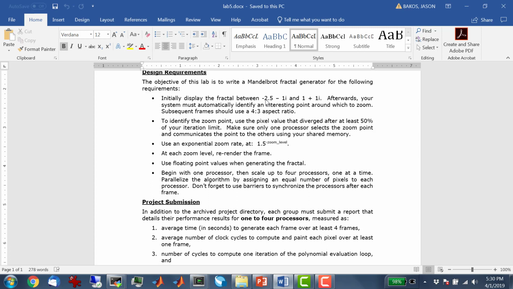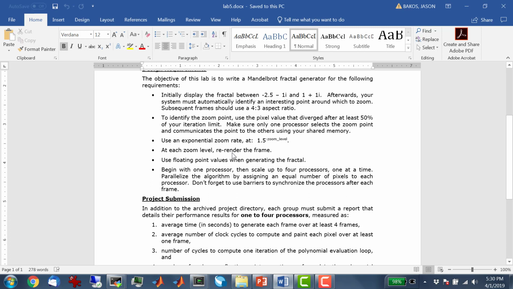Use an exponential zoom rate. At each zoom level, re-render the frame. Use floating point values for generating the fractal. Begin with 1 processor and then scale up to 4 processors. So we want to add 2 more processors. Hopefully by now you guys should be pretty comfortable with that. Obviously adding 2 more is going to add a lot of wires. Yes? Do we have to add another on-chip memory?